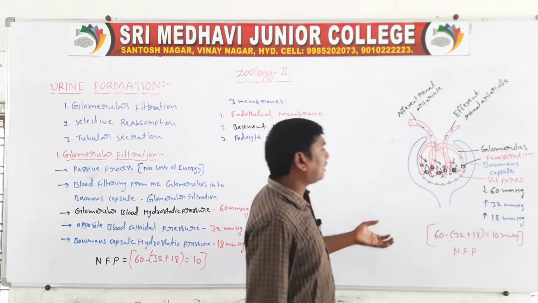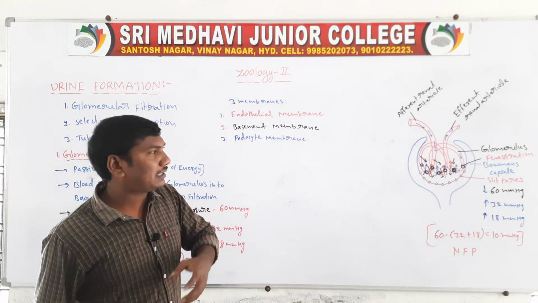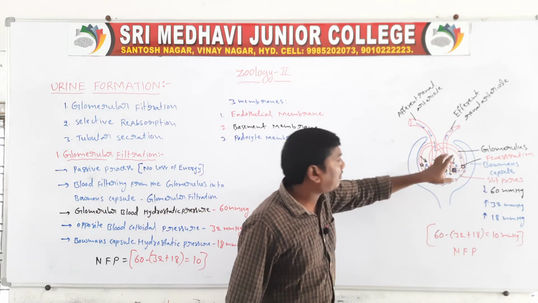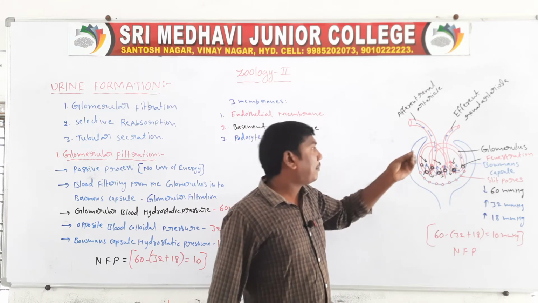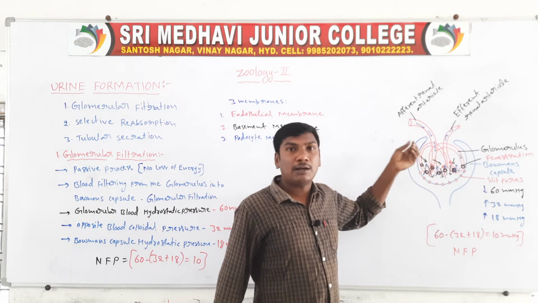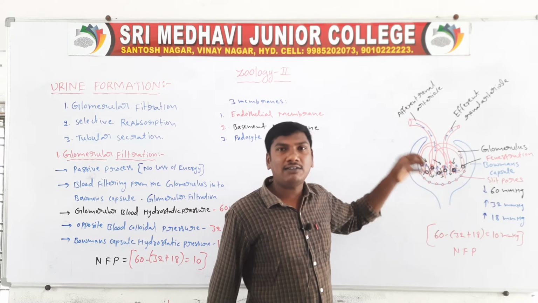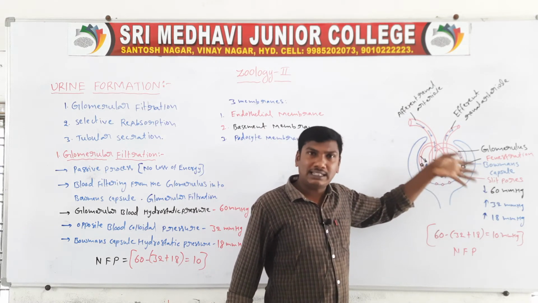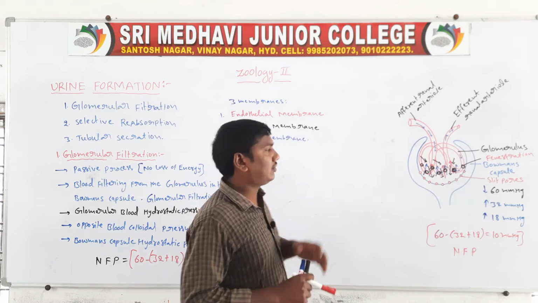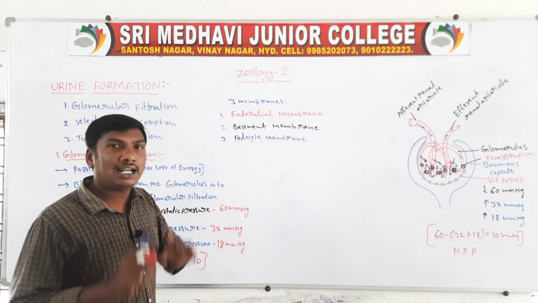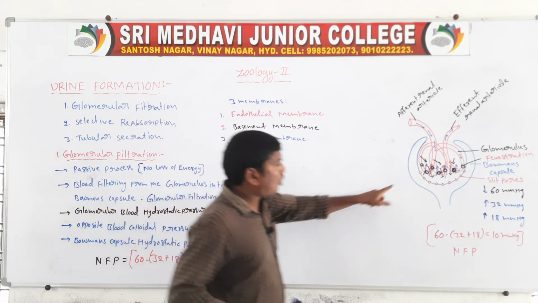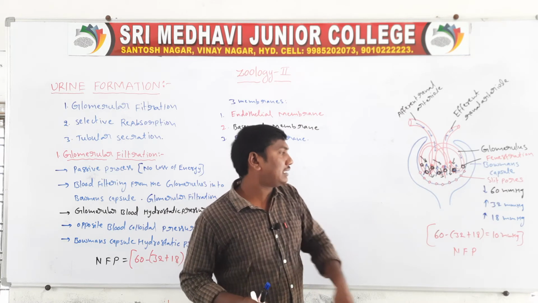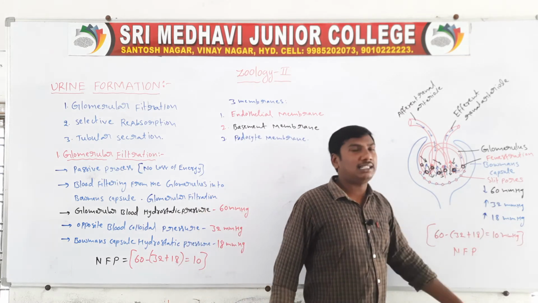Next, the Bowman's capsule. The blood colloidal osmotic pressure is mainly caused by the non-filtering plasma proteins present in the glomerulus. These cause the opposite pressure. Next, the Bowman's capsule has a hydrostatic pressure, which is 18 mmHg.